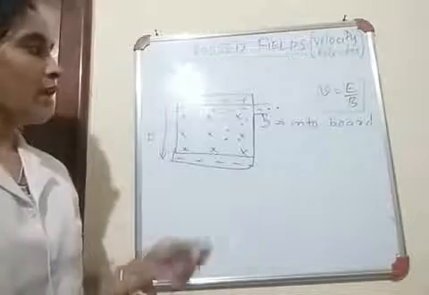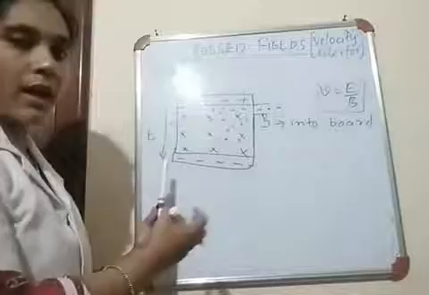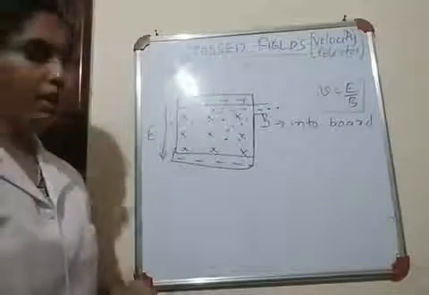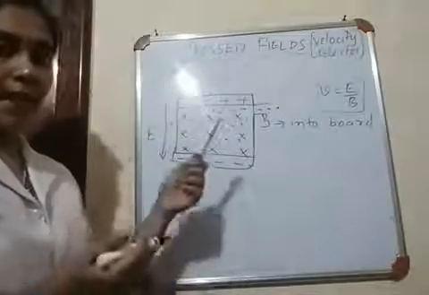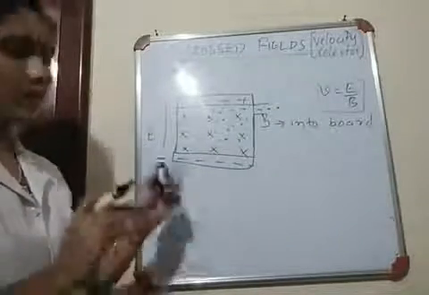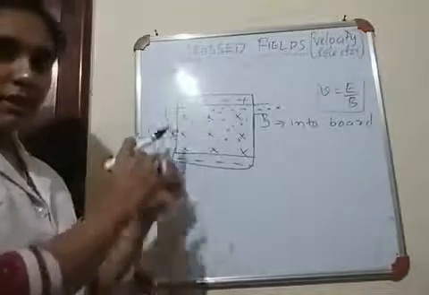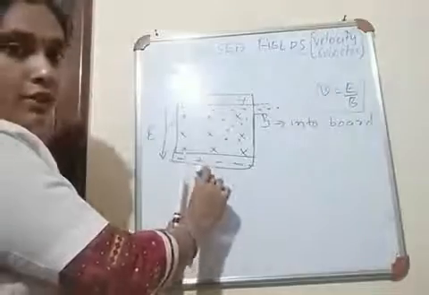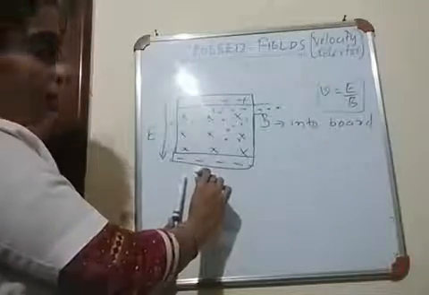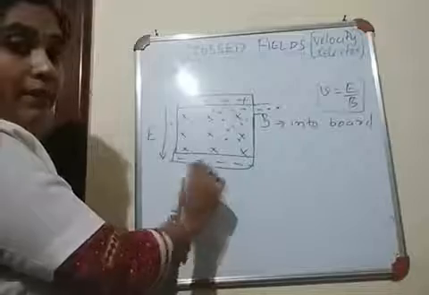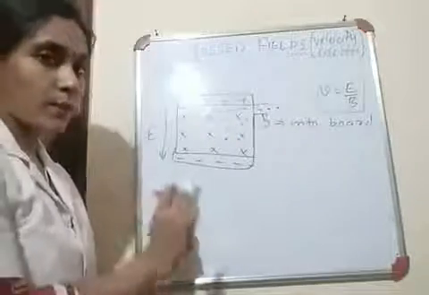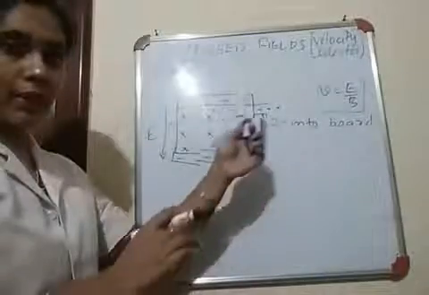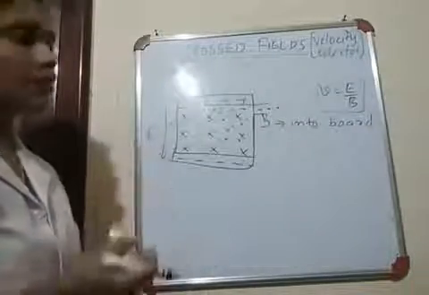Now into this chamber, a group of charged particles has entered through this opening. And this is a crossed field. Why? Because the electric field is acting along this direction and the magnetic field is acting along this direction. So what is the angle between the electric field and the magnetic field? It is 90 degrees. So the electric field is perpendicular to the magnetic field. It is a crossed field. And into this crossed field, a group of charged particles has entered.